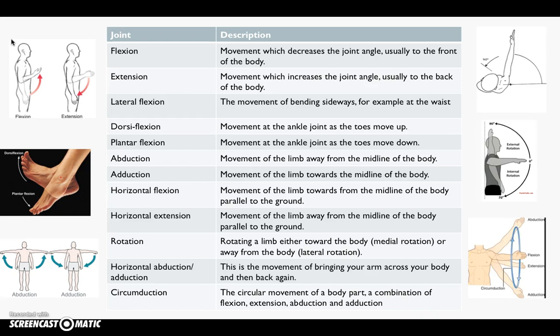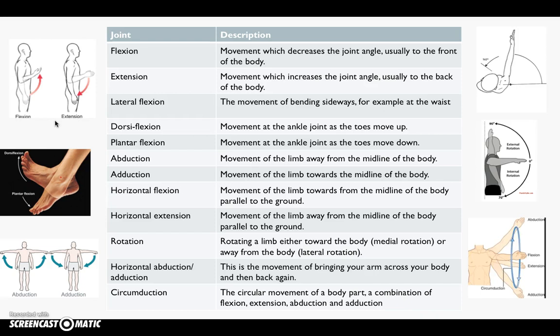So first of all, flexion. This is a movement which decreases the joint angle, usually to the front of the body. So basically flexion is bending. So if you bend your elbow, you're getting elbow flexion. So up there, that one's flexion. Or if you bend your knee to bring your heel to your bum, that is also flexion.